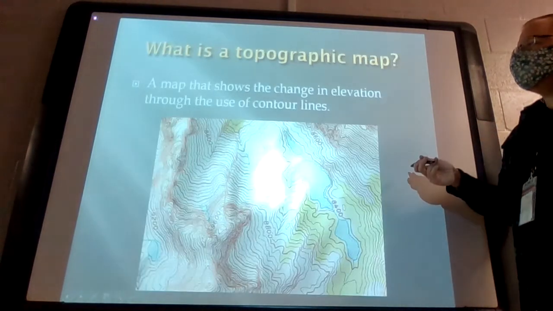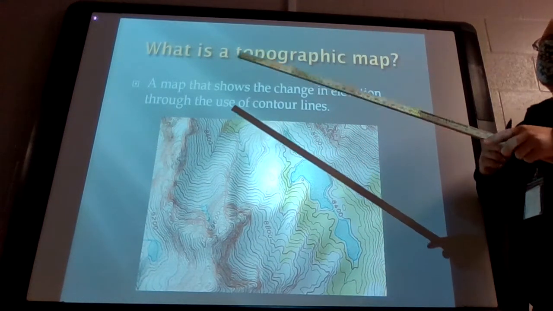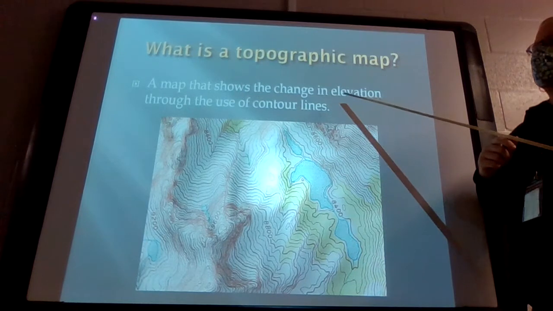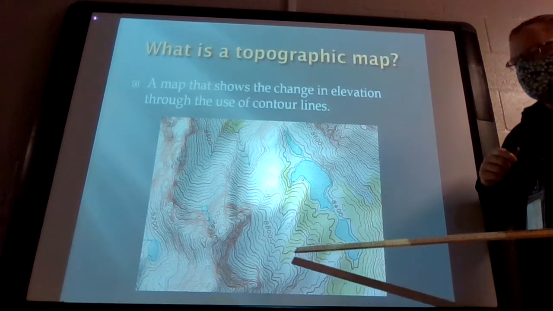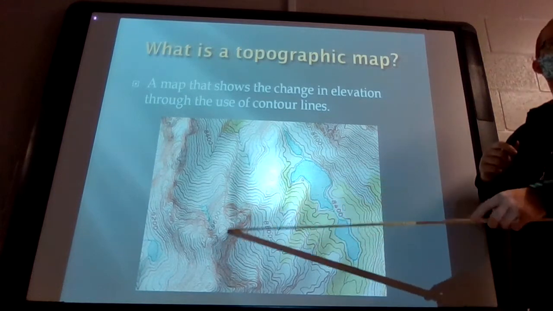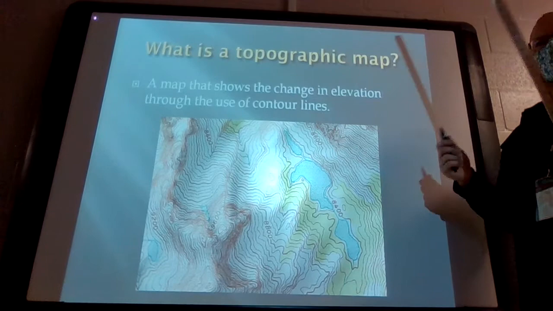The first thing, this is obviously not for y'all. You don't have homework. All right. So what is a topographic map? A topographic map is a map that shows the change in elevation through the use of contour lines. So all these little lines that are all over this map, these are called contour lines, and they basically show you the elevation.